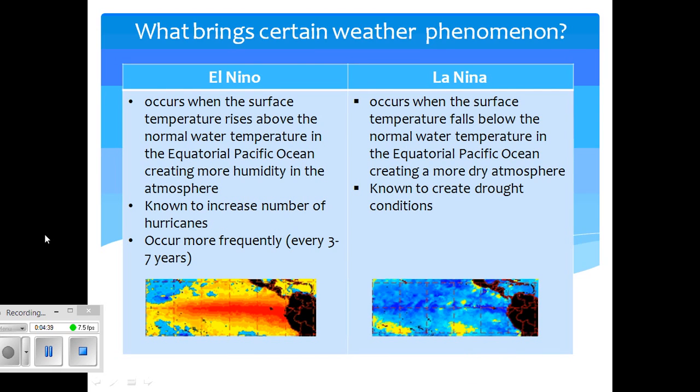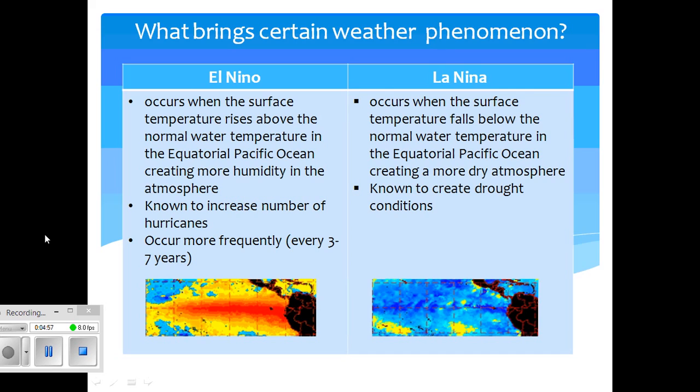Now, what brings certain weather phenomena? Today I'm going to talk to you about two such phenomena that influence wind and temperature. One is El Nino and the other is La Nina.